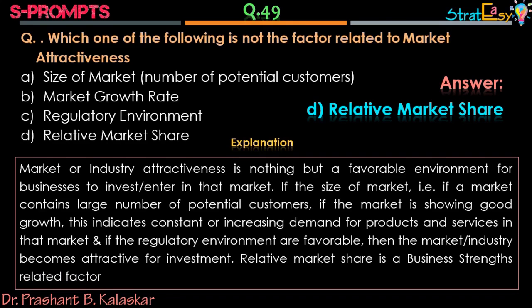Market or industry attractiveness is nothing but a favorable environment for businesses to invest in or enter that market. If the size of the market is large, that is, if the market contains a large number of potential customers, and if the market is showing good growth, this indicates constant or increasing demand for the products and services in that market. And if the regulatory environment is favorable, then the market or industry becomes even more attractive for the purpose of investment. Relative market share is a business strength related factor.